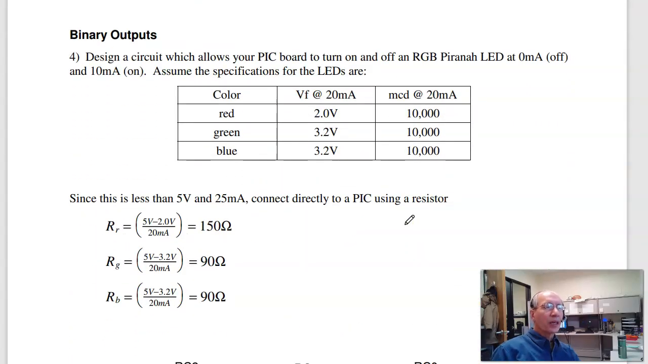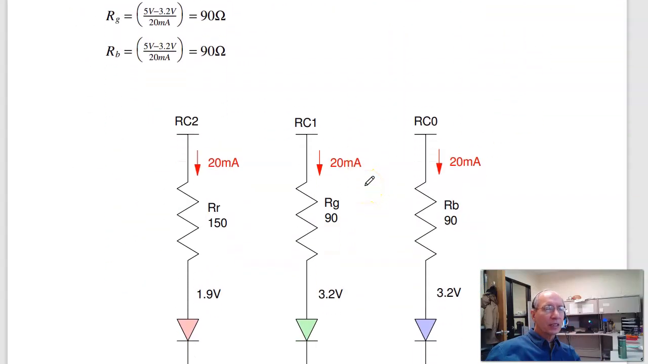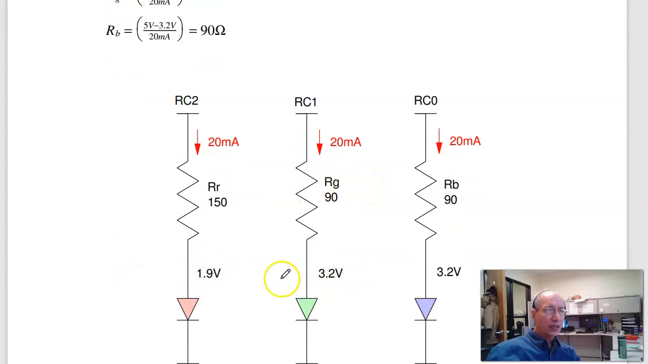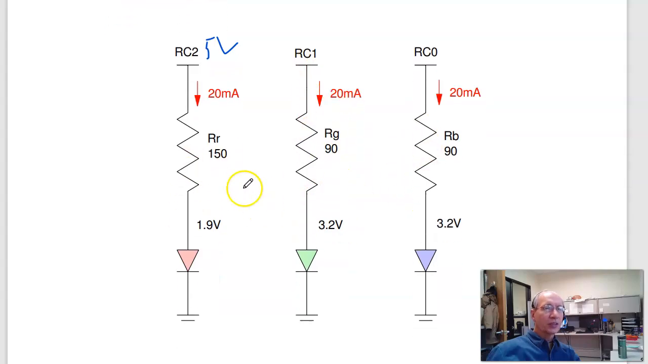Problem 4. Come up with a circuit so your PIC can drive an RGB LED at full power, 20 milliamps. So in that case, the LEDs have a 1.9, 3.2 volt drop. I know that when this is on, this is 5 volts. But when the current is to be 20 milliamps, the resistance is just the voltage drop, 5 minus 1.9 over 20 milliamps, 150 ohms, 5 minus 3.2 over 20 milliamps, 90 ohms. So this circuit lets a PIC turn on and off the LEDs independently.